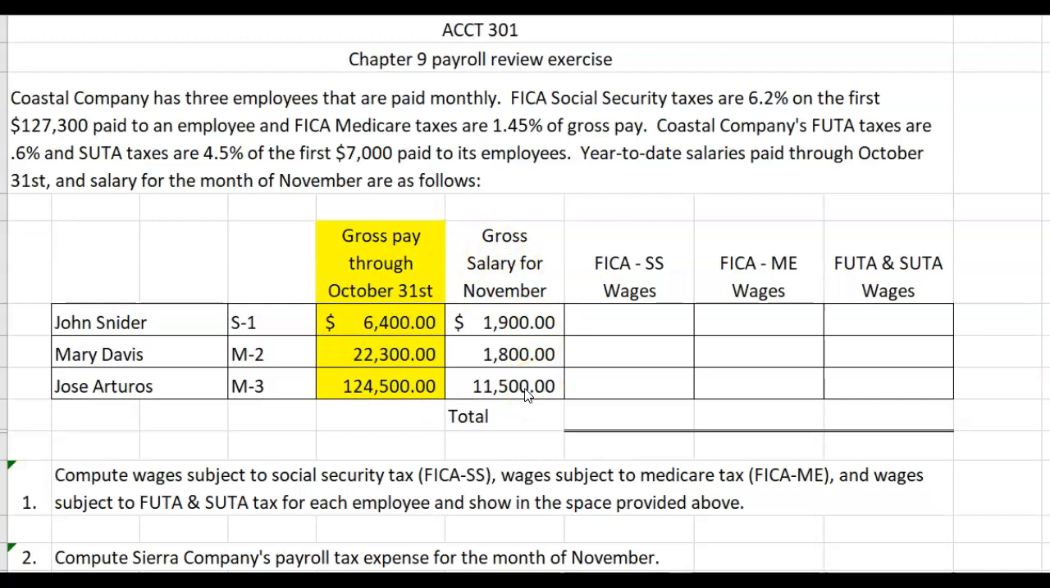Again, you've had problems like this before. Go ahead and fill out the wages subject to these taxes for each employee. Don't calculate the tax, just the wages subject to the tax. Get totals for each column, then start the video again to check your work.